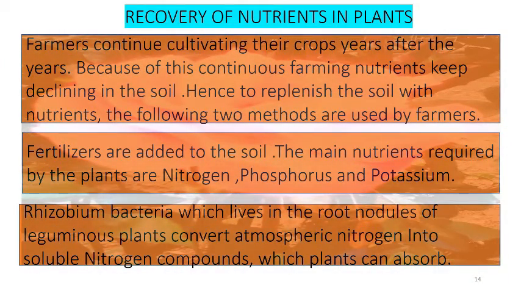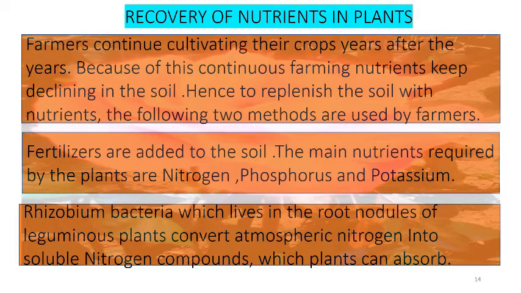Students, now here we come to the last topic of this chapter, recovery of nutrients in plants. How are nutrients replenished in the soil? The main nutrients required by plants are nitrogen, phosphorus and potassium. These are called minerals. The minerals are present in the soil naturally. When plants are grown, they absorb the nutrients or minerals from the soil, due to which the amount of plant nutrients in the soil goes on decreasing.